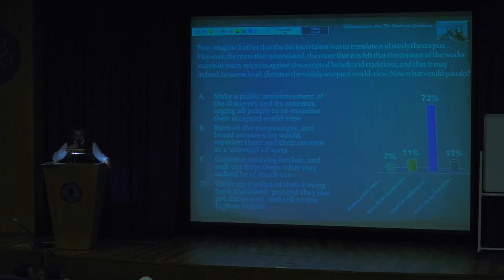Very AUB liberal arts of you. Burn all the manuscripts. Apparently they've increased. We have more people. There was 2% in the previous one who would burn the manuscripts. Now we have 11%. Continue studying further still wins the day, and cover up the fact. And we have more people, I think, transferring their majors, selling to the highest bidder, right?